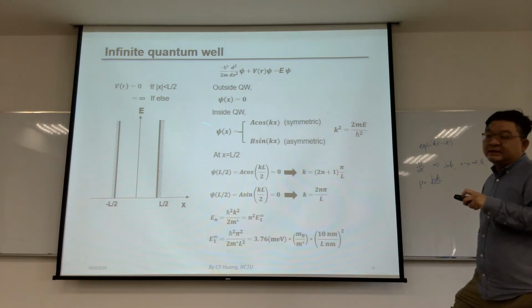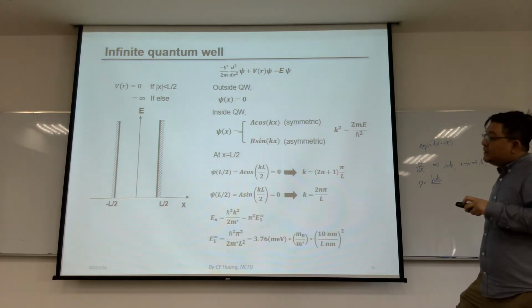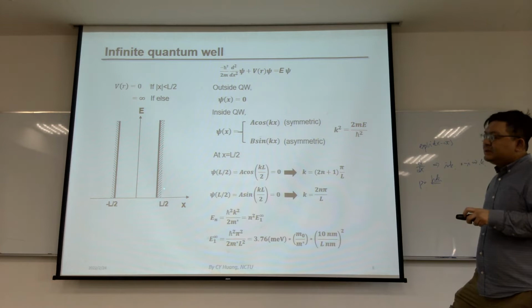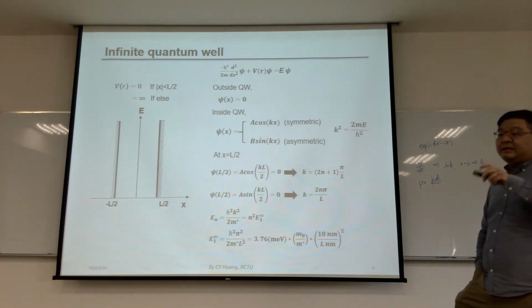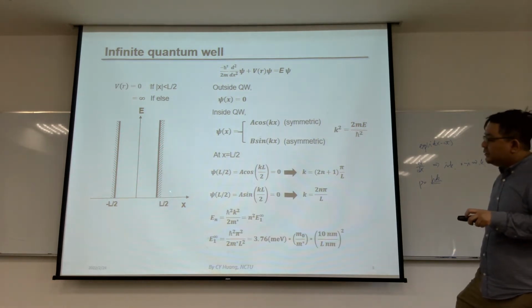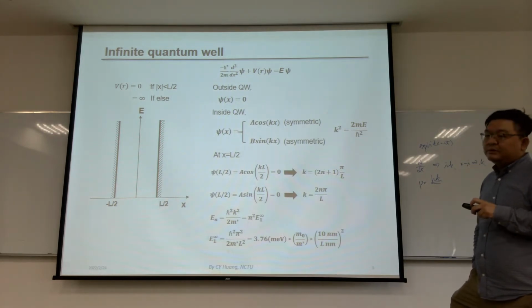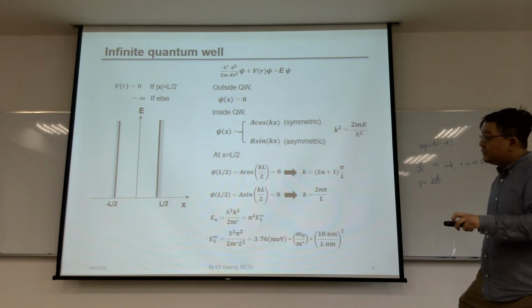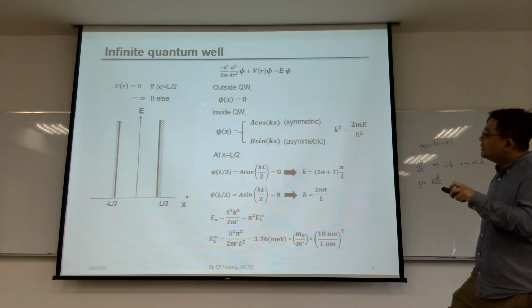Second, outside the well the potential is infinite. When it's infinite, that means the electron cannot exist at that point. So we can directly assume that outside the well the probability is 0. So outside the quantum well, the wave function is going to be 0.